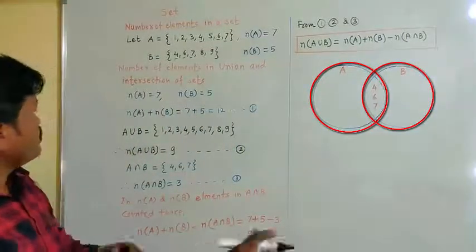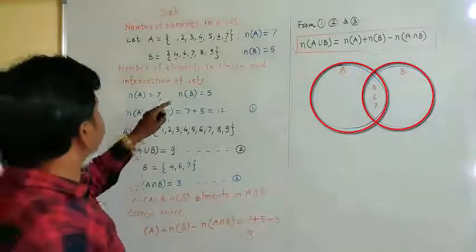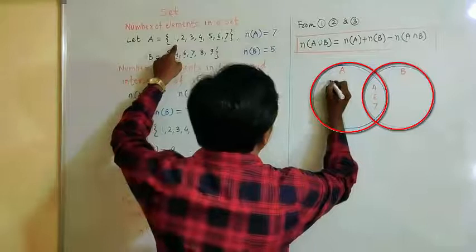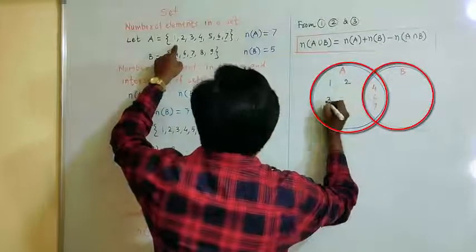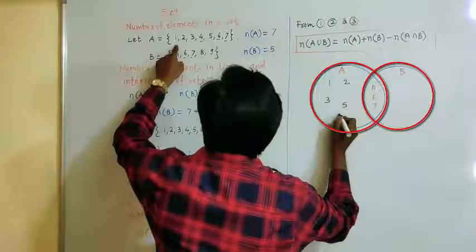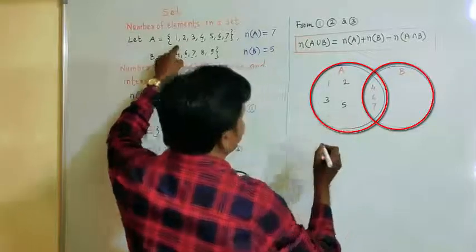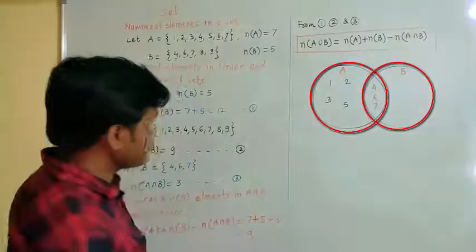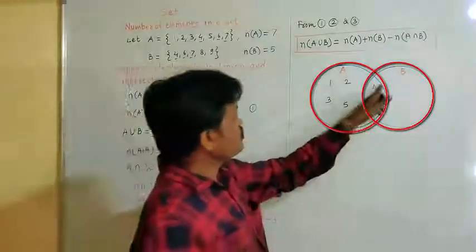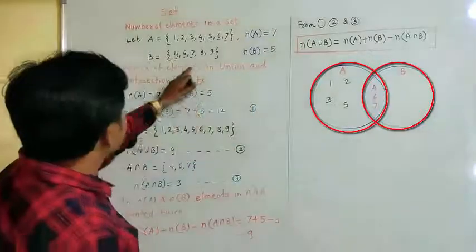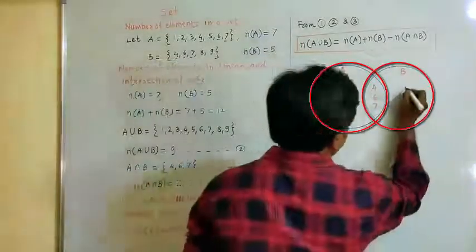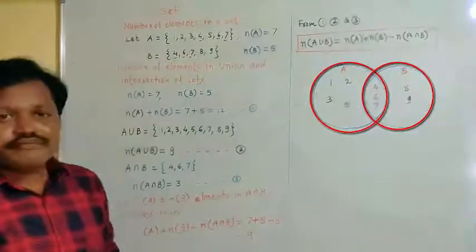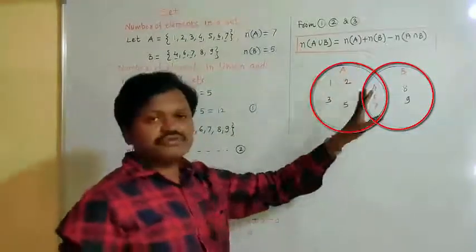And which are the remaining terms in set A? 4, 6, 7 are common terms, so write the remaining 1, 2, 3, 5. So these are the other terms. Now in set B there are 4, 6, 7, which are also common, and the remaining are 8, 9. We verify this formula by using Venn diagrams.